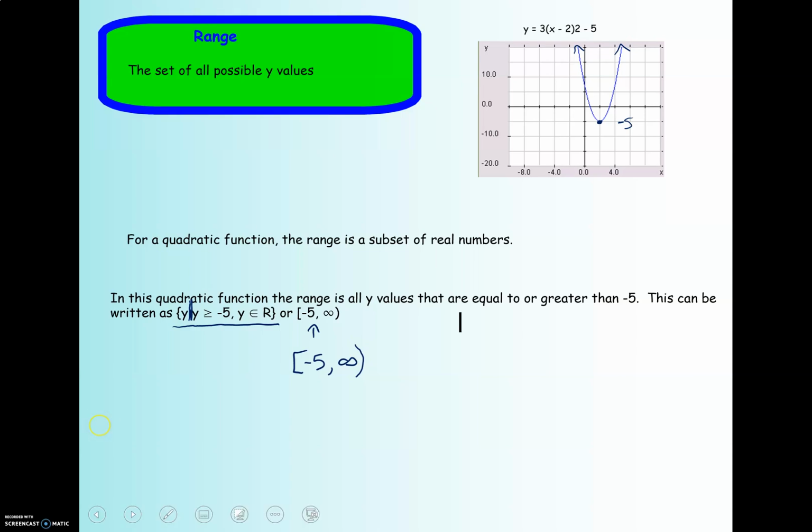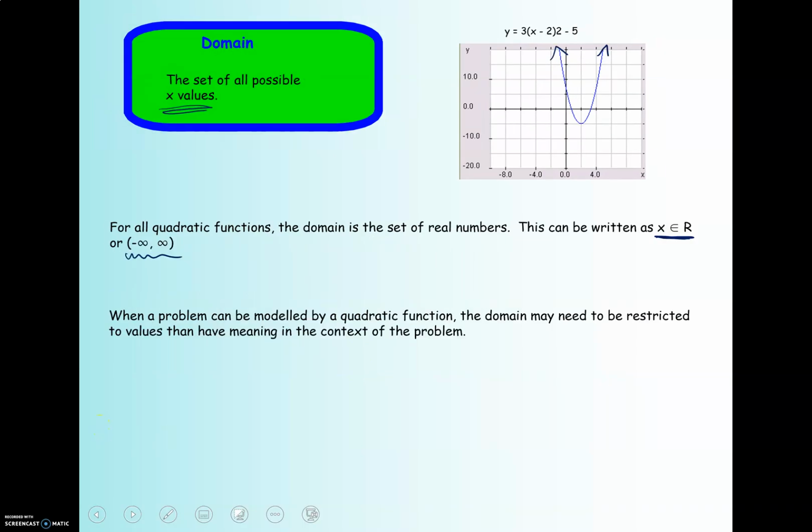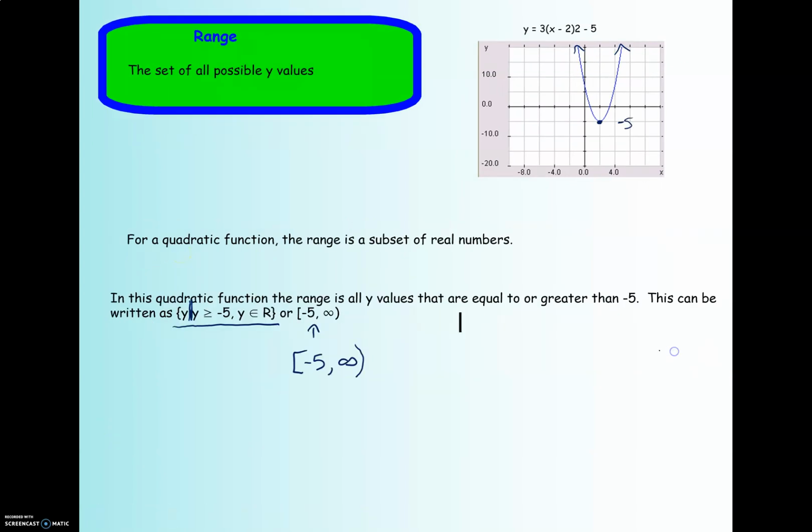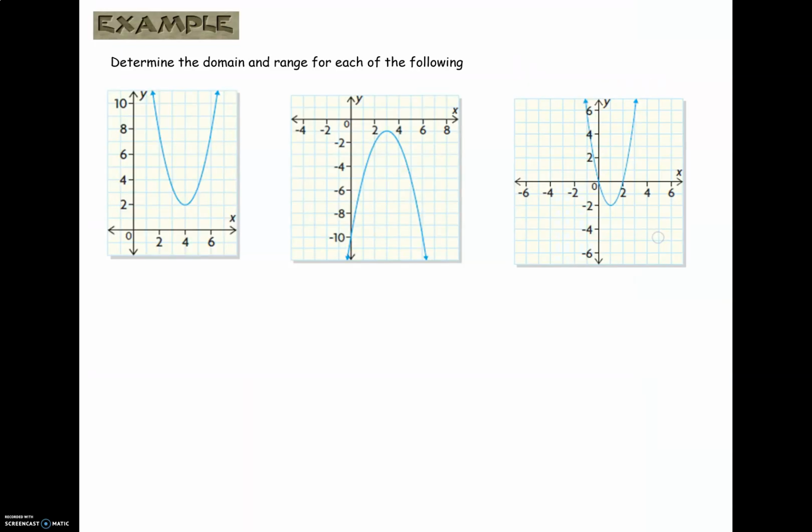So if I jump back to that domain, notice that our negative infinity and infinity are written with open brackets, but because our y value has a value that we're starting at, it's going to have a closed bracket. So your range is all the y values.